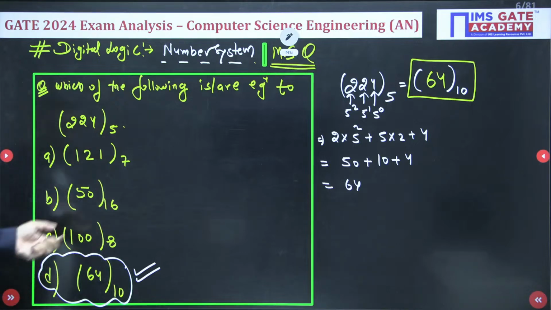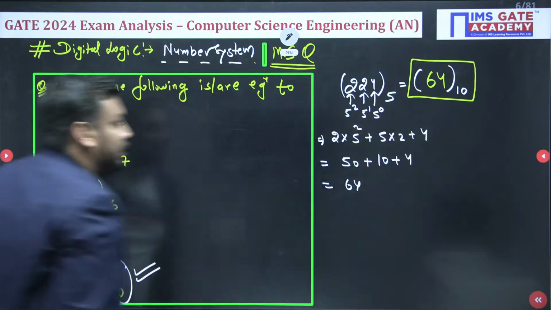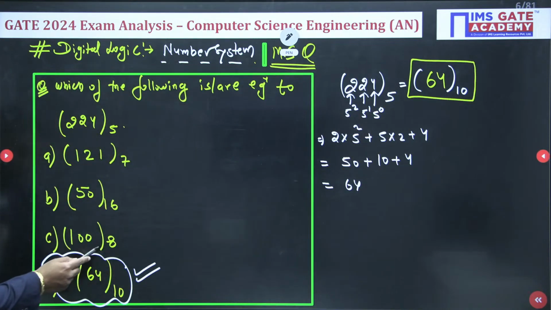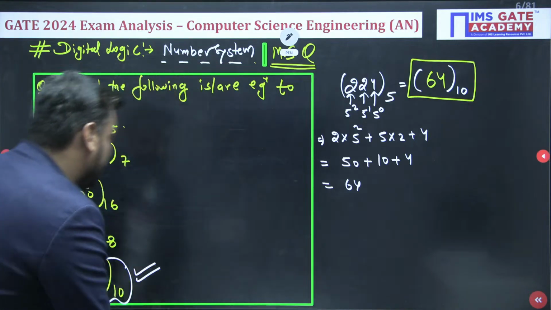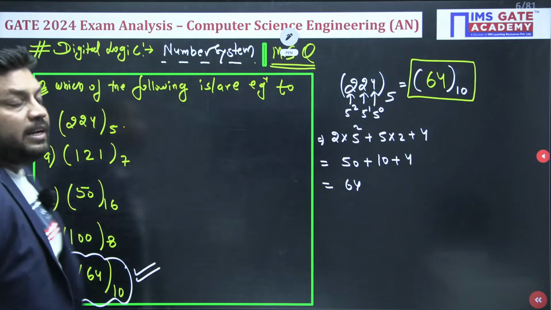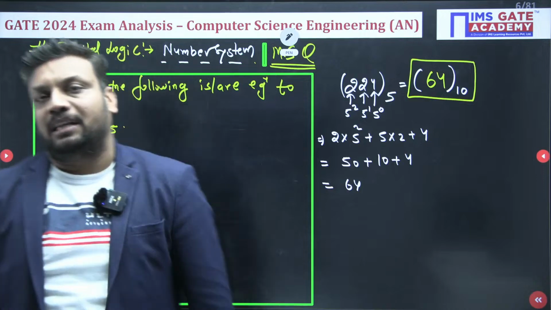If I want to check option C, if I want to convert it into decimal, the equivalent is 64 only. So if I check this: 8 to the power 0, 8 to the power 1, 8 to the power 2, and 8 to the power 2 means 8 squared, exactly 64. So option C is for sure correct. Option C must be correct. Tell me yes or no.